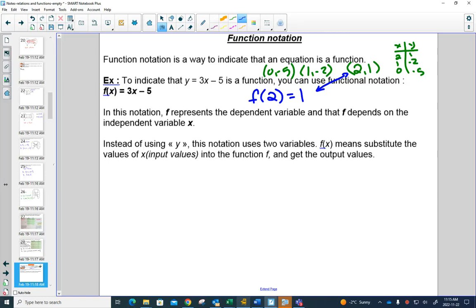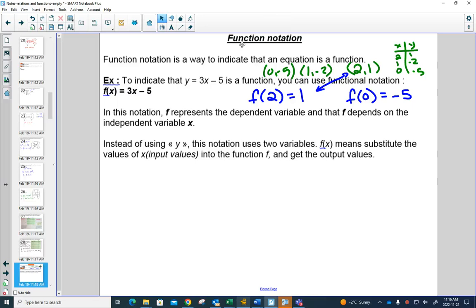When I write f of 0, I'm saying, what is the y coordinate when x is 0? We figured that one out already as well, right? We plugged in 0 a whole bunch of times. We keep getting minus 5. So this is called function notation.